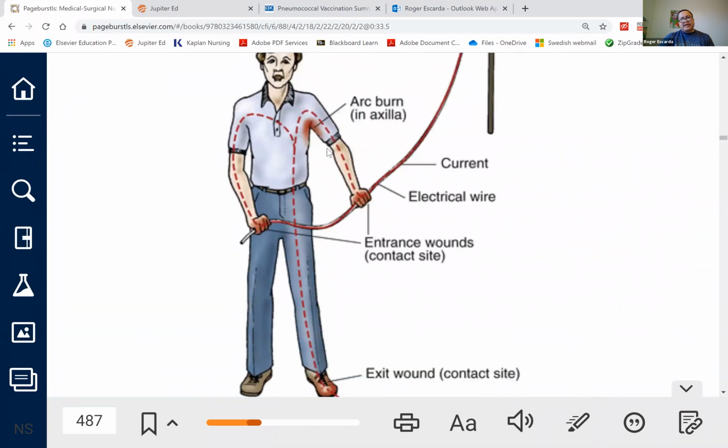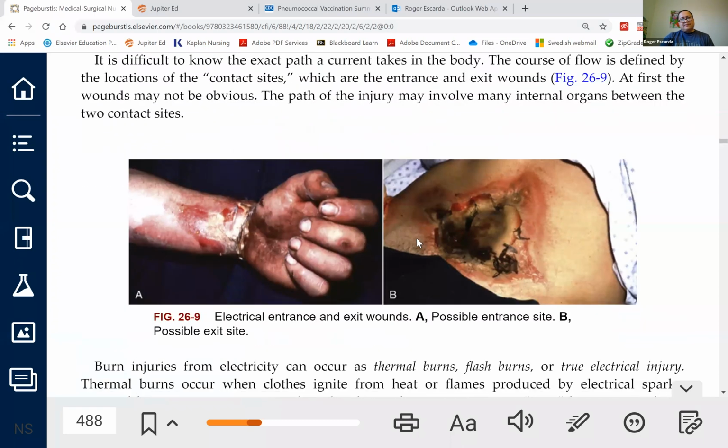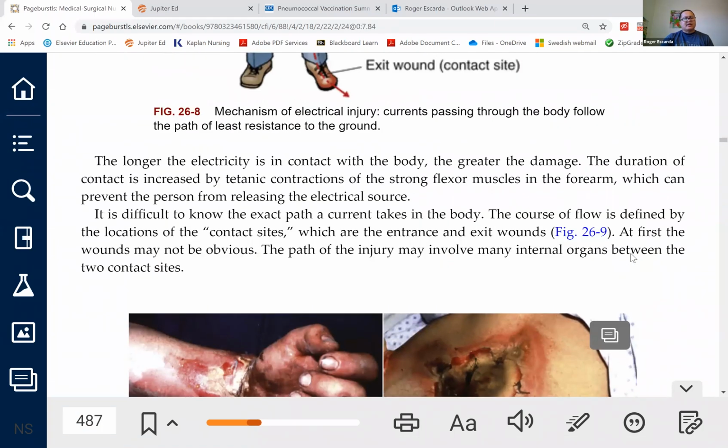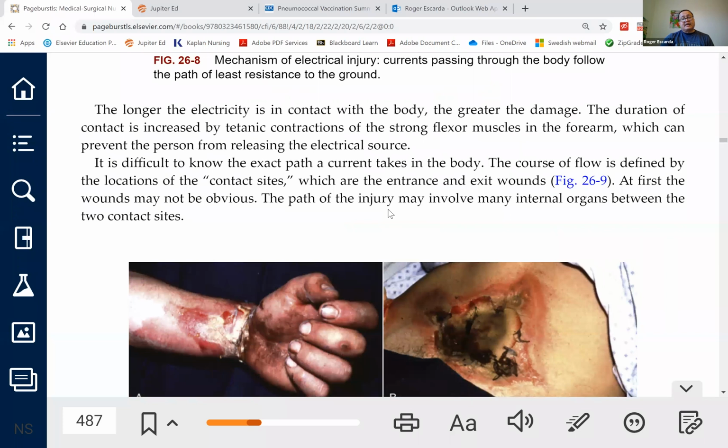So here's an example. Here's the entry, and then you may have an exit here. Or let's say you're really unlucky. It can enter in one testicle and then exit out of the other testicle. Okay, so that would be the worst. So here are again electrical entrance and exit wounds. In my work experience, I've seen it only once at the hotel where I used to work. One of our electricians had a pretty bad electrical burn, and it was like a stigmata, because the entry was on his left palm, and then the exit was on the other palm.